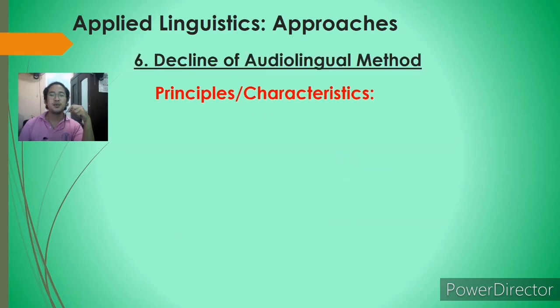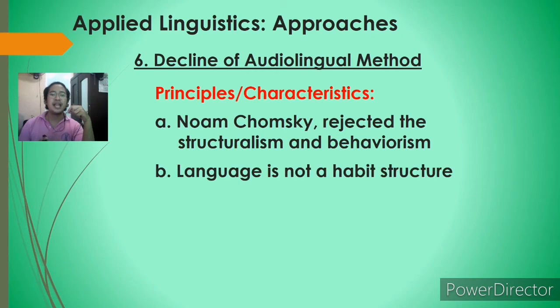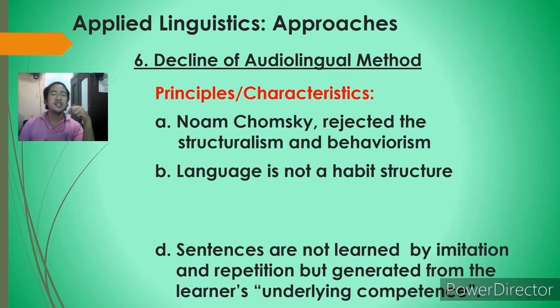This next approach, the decline of audiolingual method, was rejected by a linguist named Chomsky. He believed that language is not built from habit structure and copied behavior. He believed that children can learn a language because they have their own capability to learn and acquire a language, which he called as learner's underlying competence.